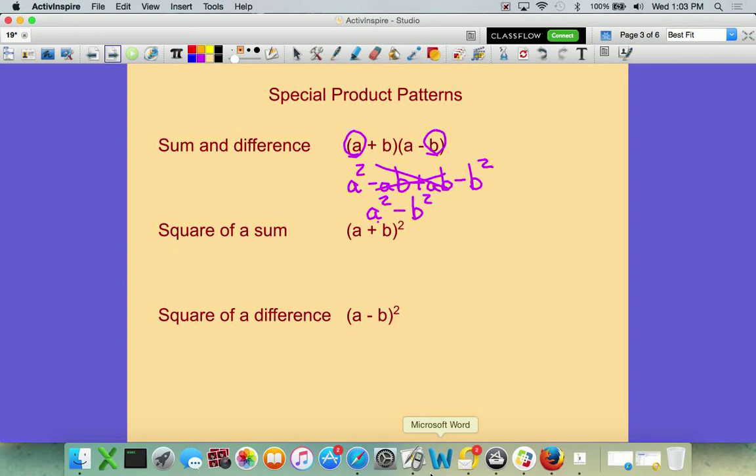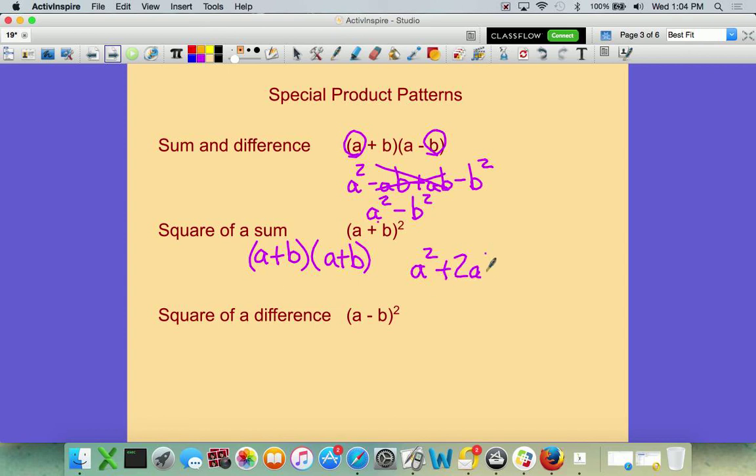Now, for the square of a sum and the square of a difference, to be honest, most of the time what I do is I write it out like this, so then I can FOIL it together. Multiplying the firsts is a squared. The outers is ab and the inners is ab. So how many ab's do we have?